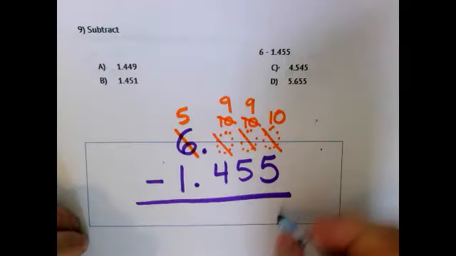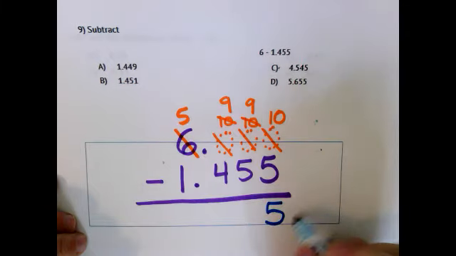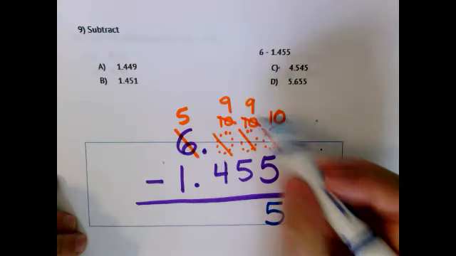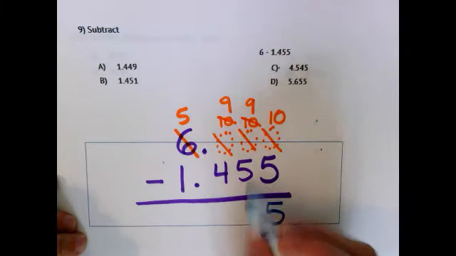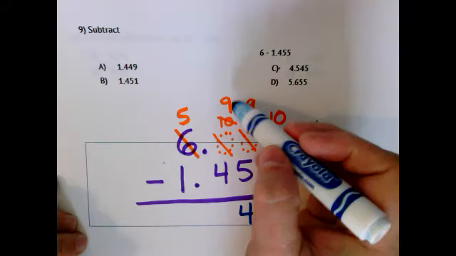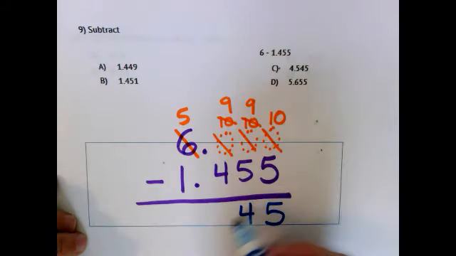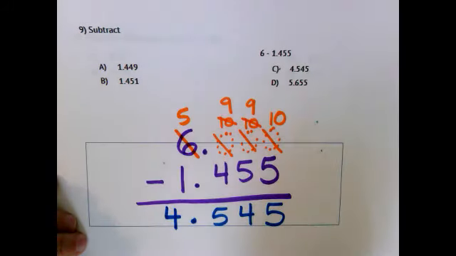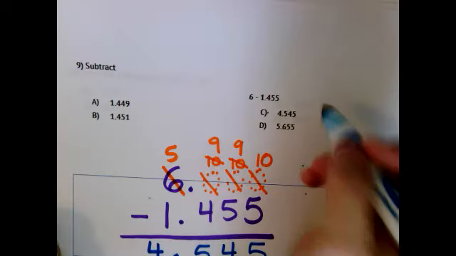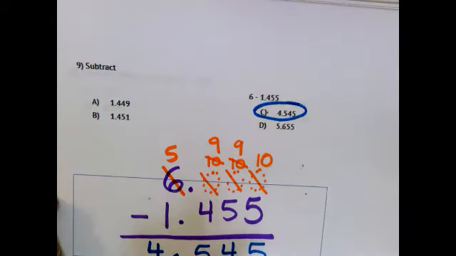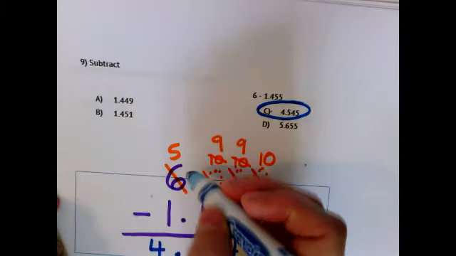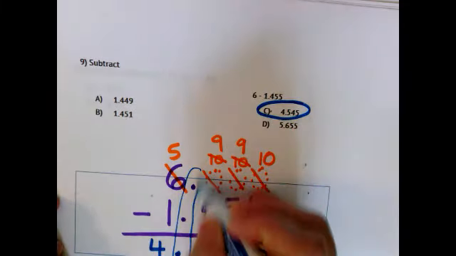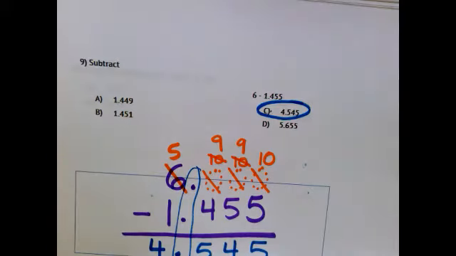I have 10 minus 5 thousandths, so that's 5 thousandths. 9 minus 5 hundredths gives me 4 hundredths. 9 minus 4 tenths is 5 tenths. And then 5 ones minus 1 one would give me 4 ones. So the correct answer here would have been C, 4 and 545 thousandths. The big deal here is keeping all of those decimals lined up.